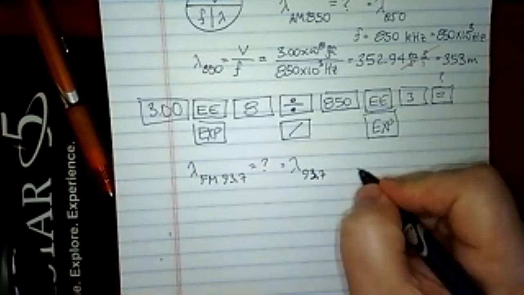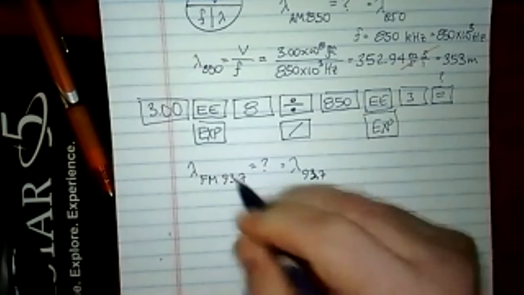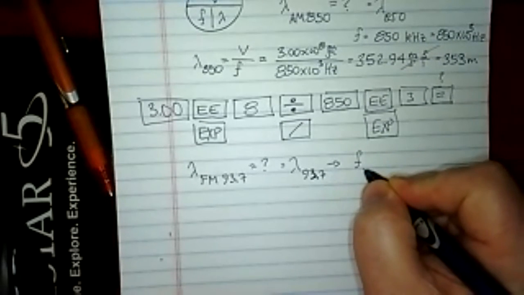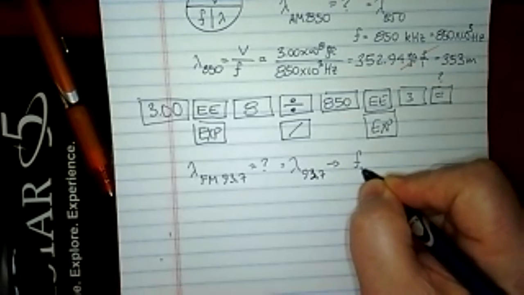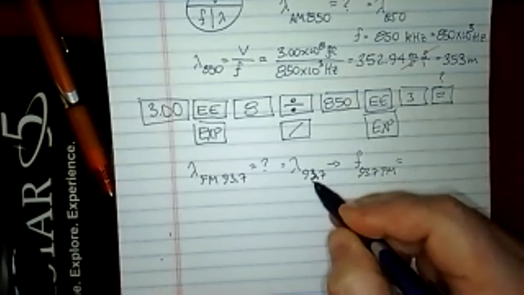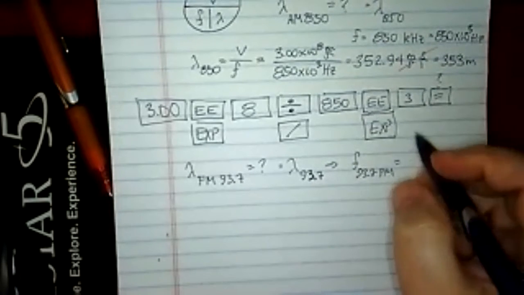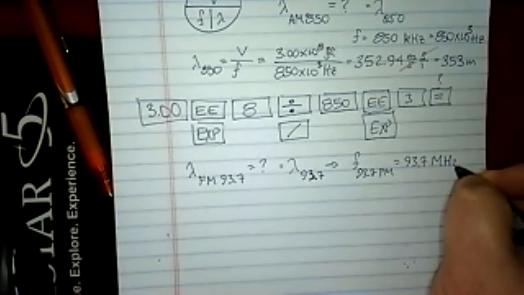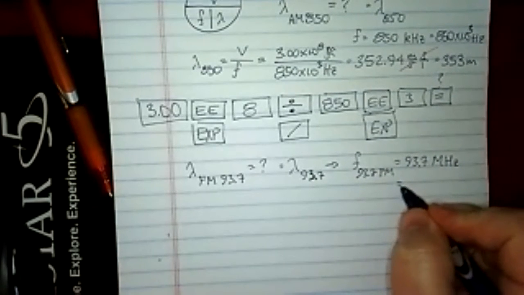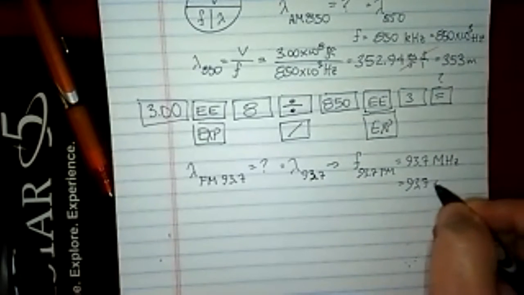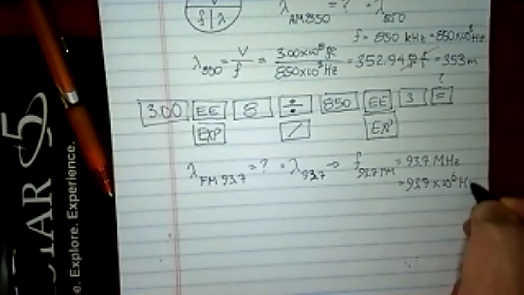And what does that FM mean? Well, that FM station corresponds to the frequency too, but it's in different units. So what we know is that this would suggest the frequency of 93.7 FM is actually 93.7 megahertz. And mega means a million hertz. So it'd be 93.7 times 10 to the 6 hertz.